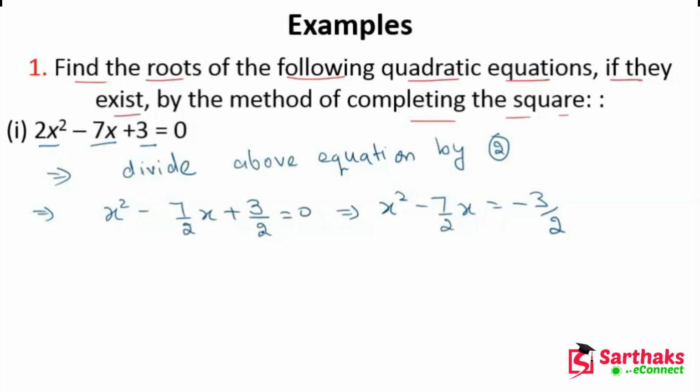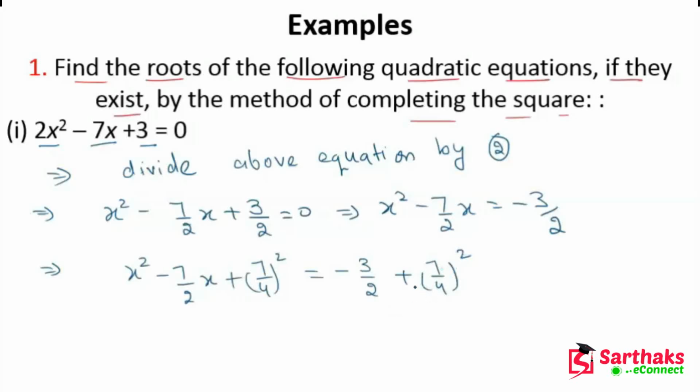Now add to both the sides the square of half of the coefficient of x. So then it will become x square minus 7/2 x plus (7/4) whole square. This is the square of half of the coefficient of x, and similarly we have to add it on the RHS also, so this will become plus (7/4) whole square.